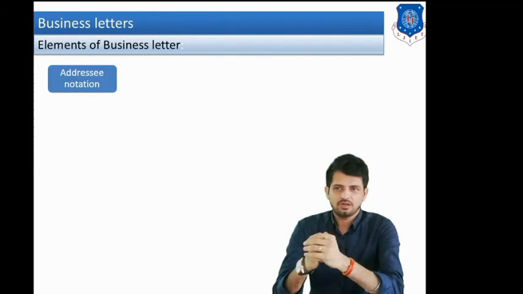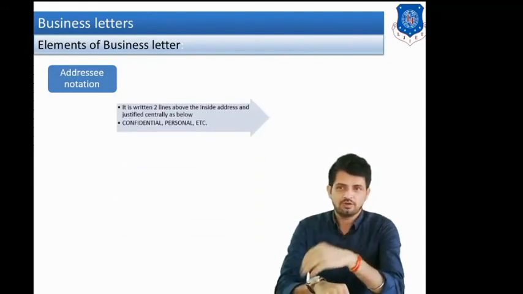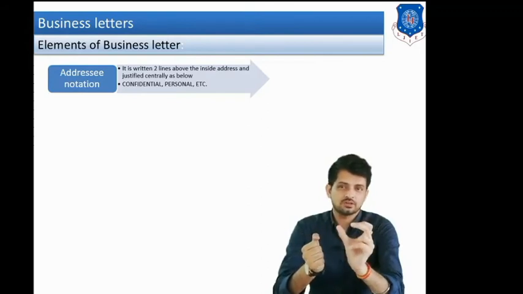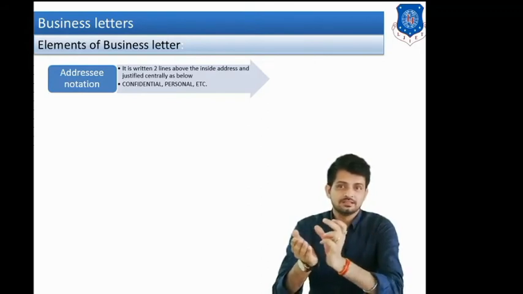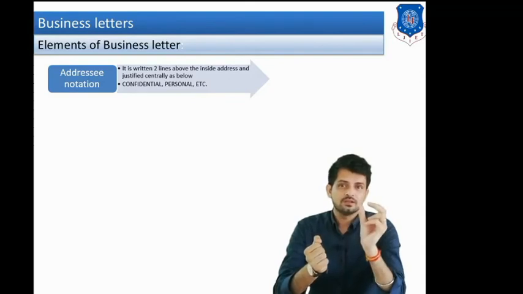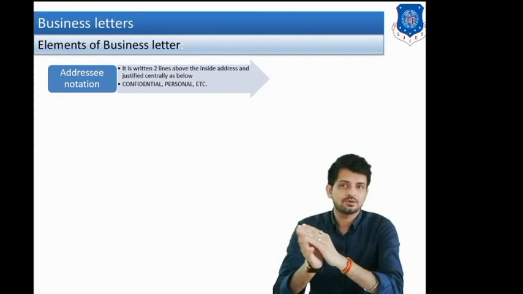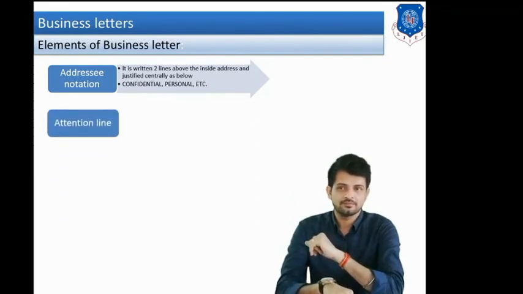See, these other elements are not very important. For example, addressee notation. Now, what is the meaning of addressee notation? For example, if you are writing a letter for a particular person, then you can write confidential or personal, meaning that this letter is confidential and personal to that particular person. So any other person will not open that letter, right?